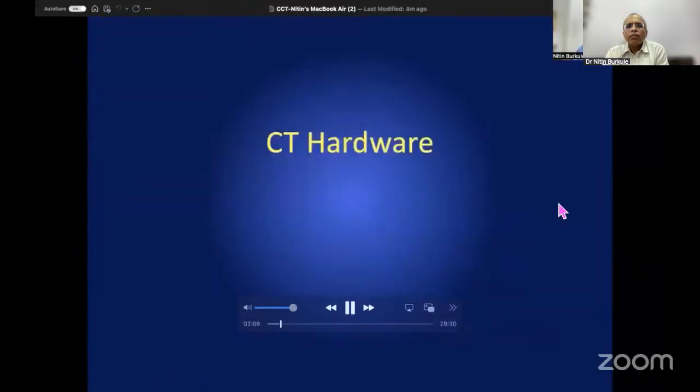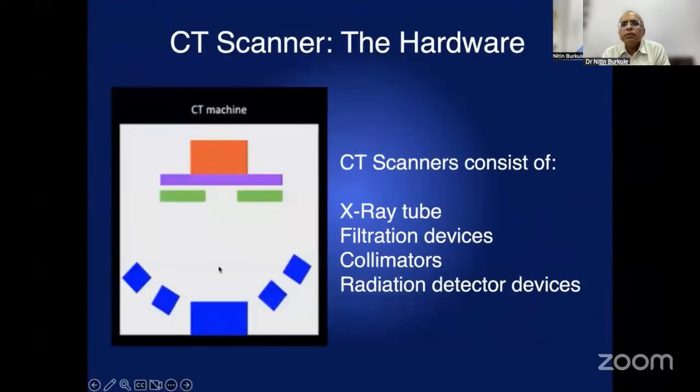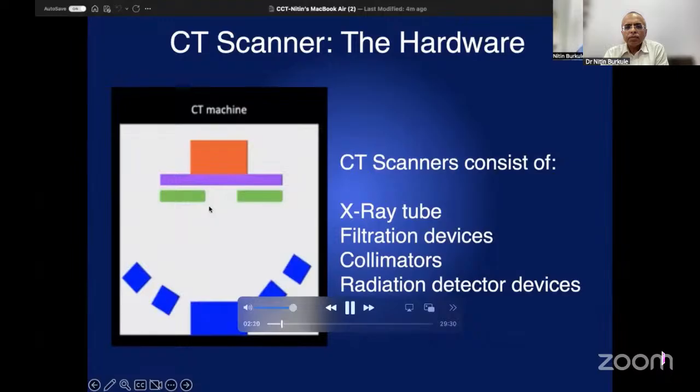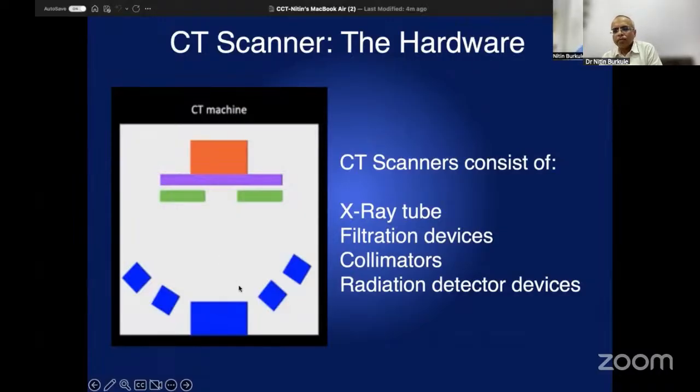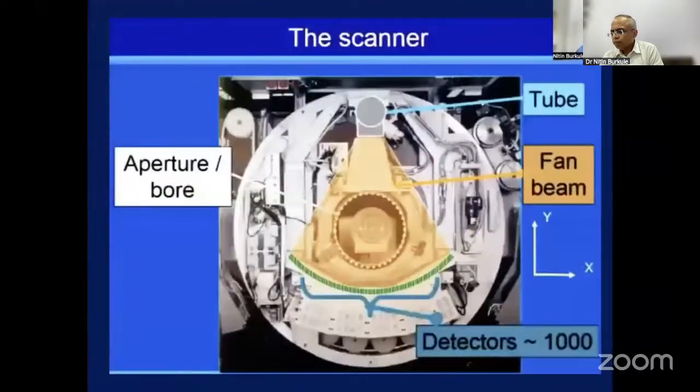Let us look at the CT hardware. The CT scanner has got an X-ray tube, a filtration device, and then the collimator. And on the opposite side of the gantry, you have an array of radiation detectors. These detectors convert the X-ray attenuation values into digital signals. Let us go into more details of this.